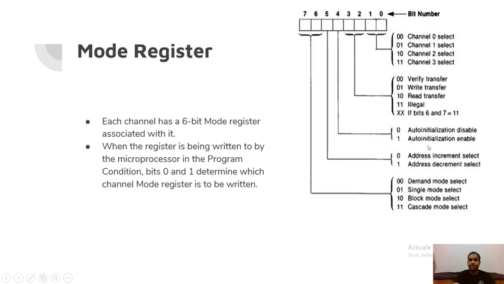The next bit is for auto initialization disable or auto initialization enable. The next bit is for selecting address increment or address decrement. The combination of the last 2 bits selects the mode of the register, like demand mode select, single mode select, block mode select or cascade mode select.